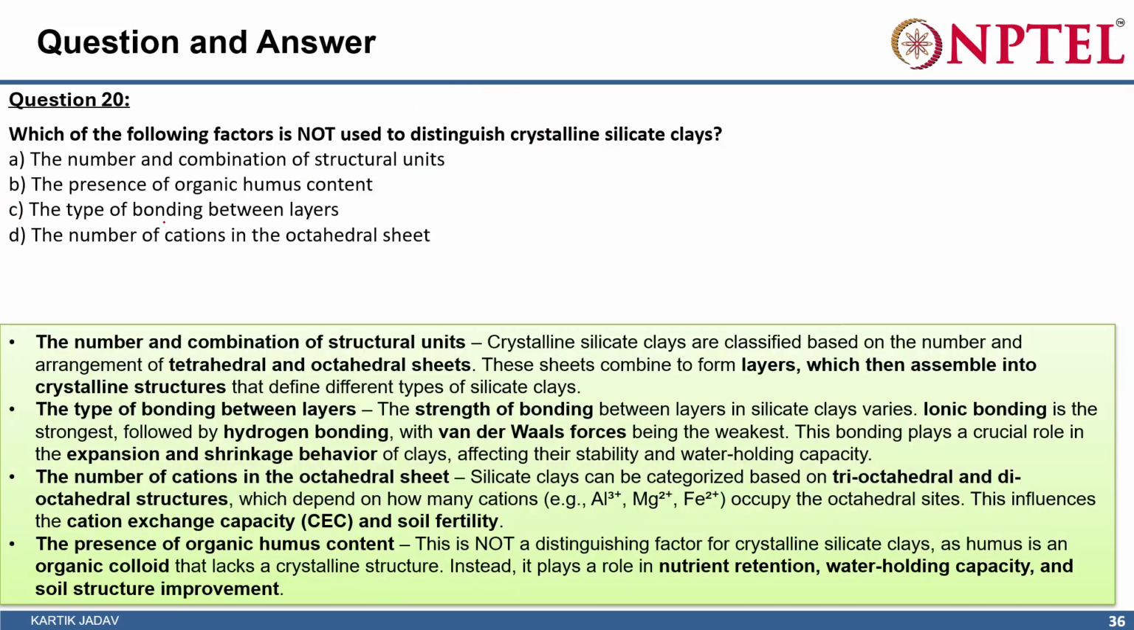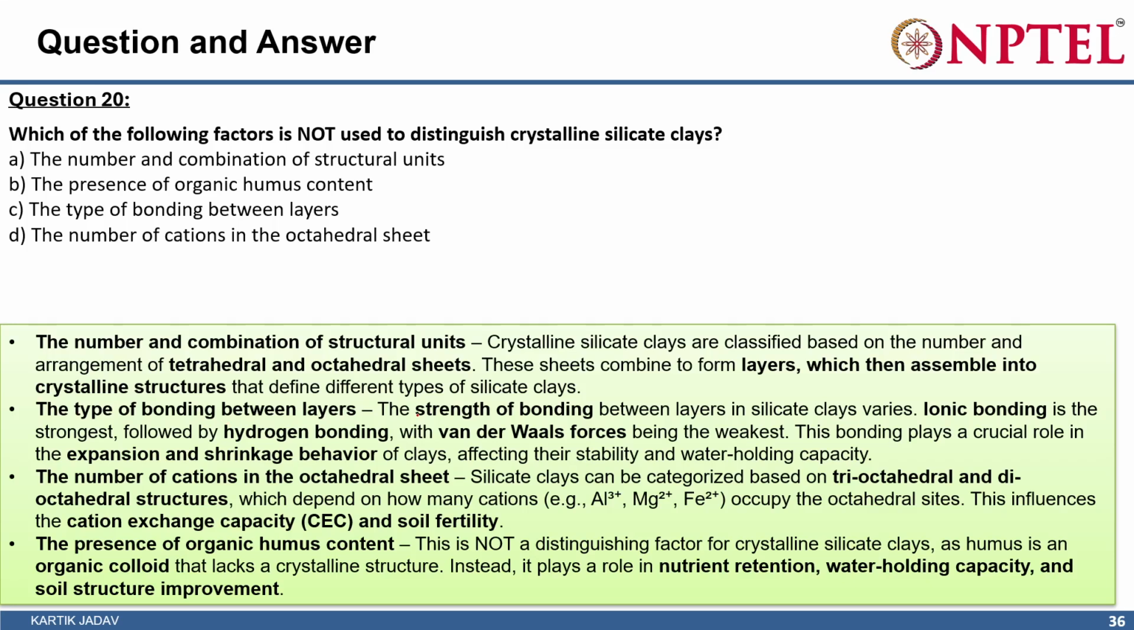Question number 20. Which of the following factors is not used to distinguish crystalline silicate clays? So, the number and combination of structural units. Crystalline silicates are classified as tetrahedral and octahedral sheets. So option A is used, but let's also see other important information.